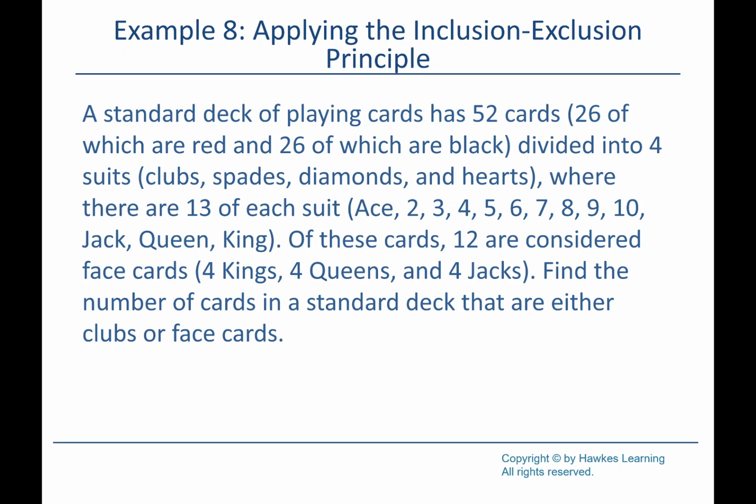Now you could brute force this and actually list them all out, but I don't want to do that. So instead, we can use the inclusion-exclusion principle. That says we need to figure out, we're looking at clubs and face cards. So we need to figure out how many clubs we have. It tells us we've got 13 of each suit, so that means we have 13 clubs. And then we need to figure out how many face cards we have. It tells us that too. We've got 12 face cards.